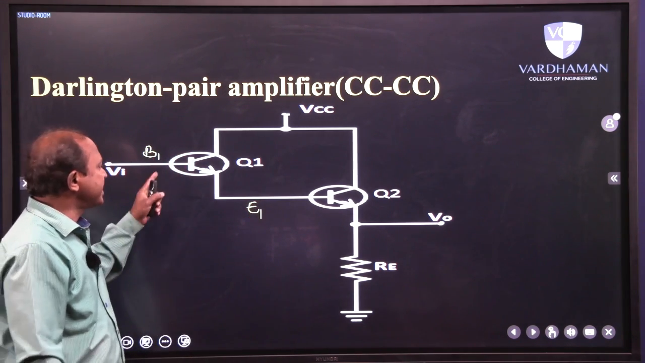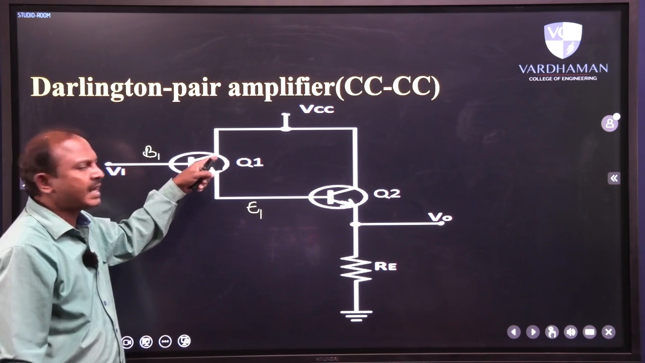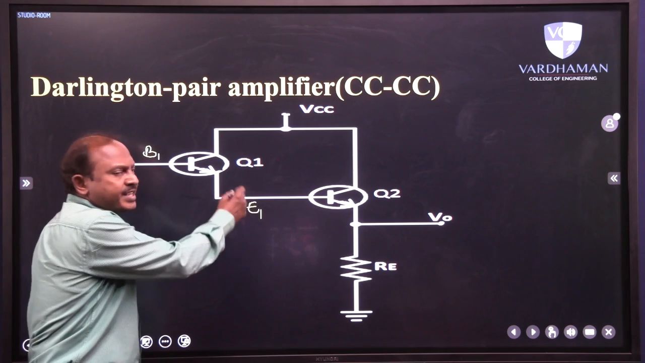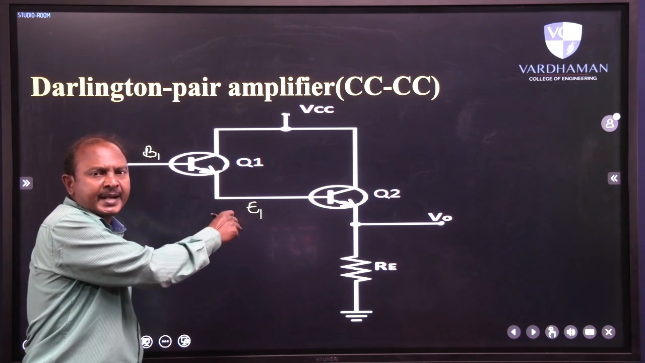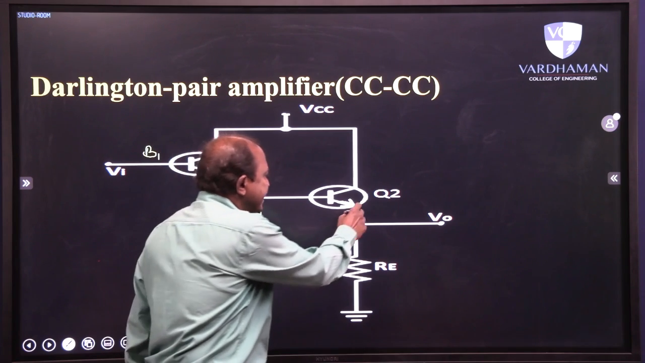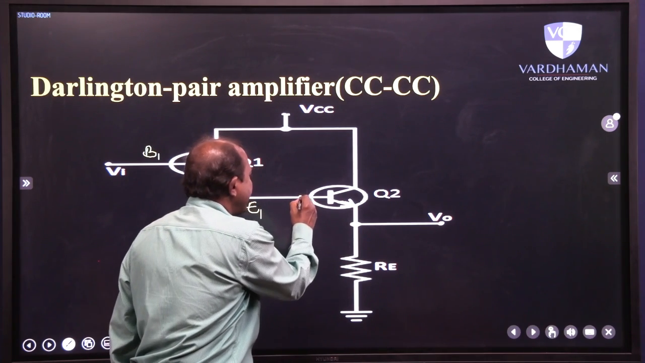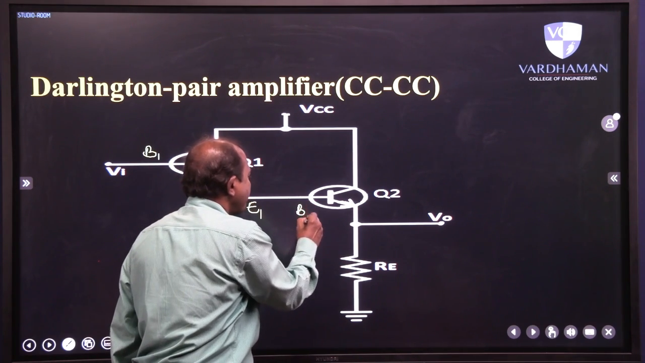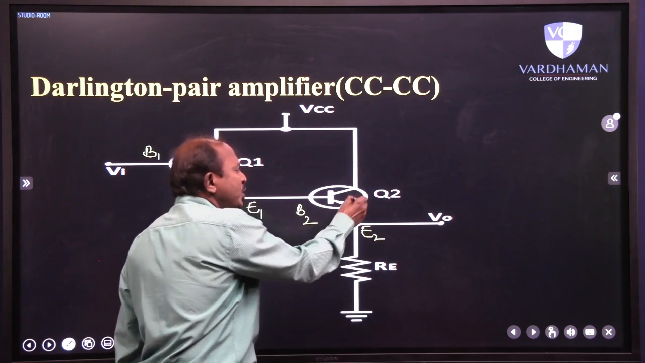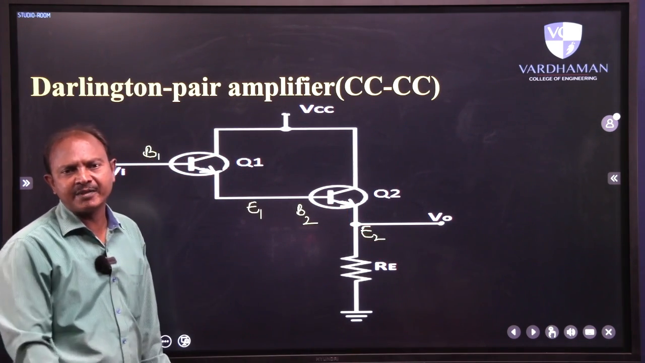That's why the first stage is a CC configuration. Of course, the collector is common for both input and output sections here. Therefore, the first stage Q1 is operated in common collector configuration. Similarly, if you look at the second stage, input is applied at the base and output is obtained at the emitter. So that means Q2 also operates in common collector configuration.